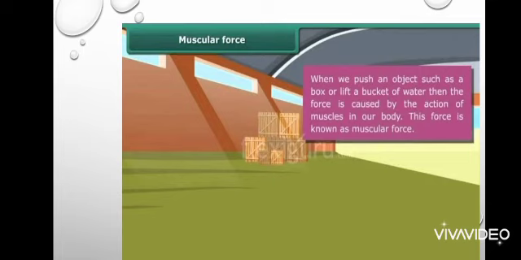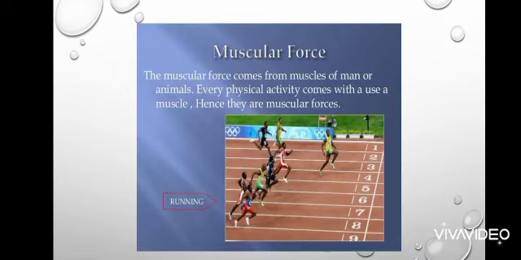When we push an object such as a box or lift a bucket of water, then the force is caused by the action of muscles in our body. This force is known as muscular force. The muscular force comes from muscles of man or animals. Every physical activity comes with the use of a muscle. Hence, they are muscular forces.